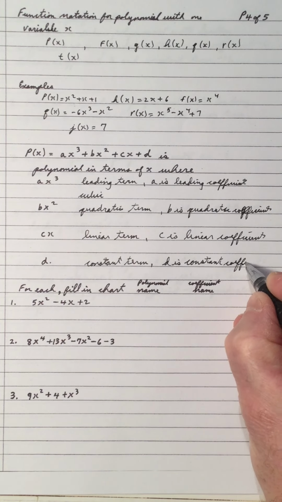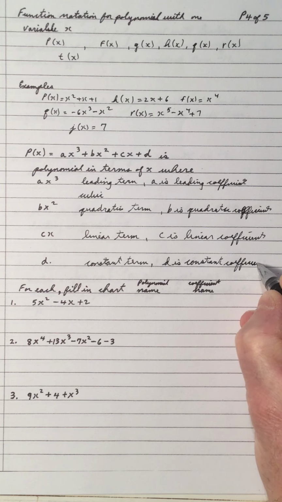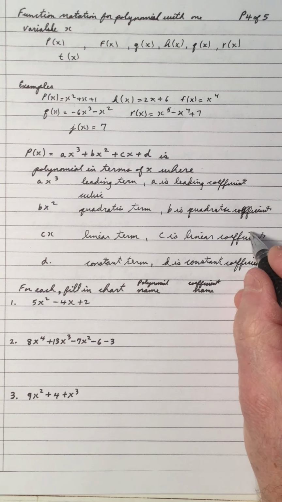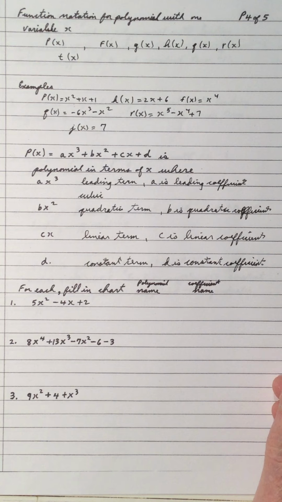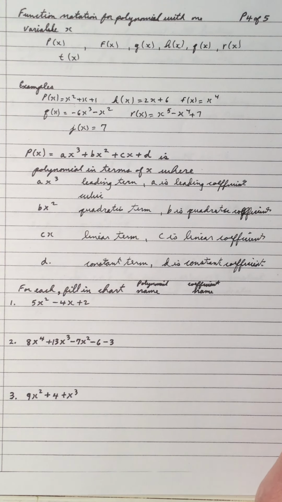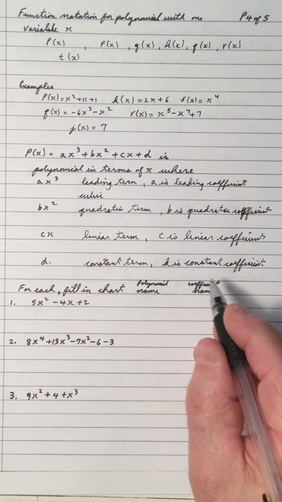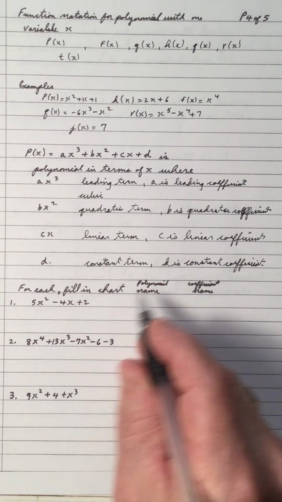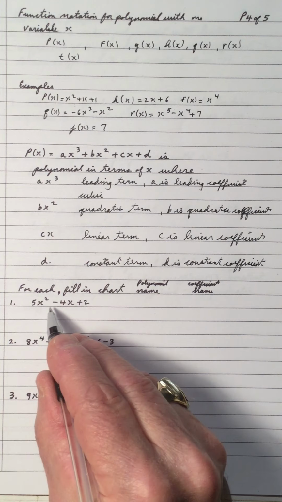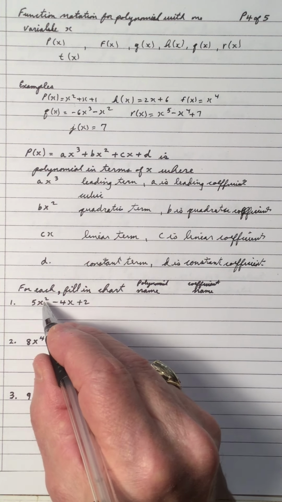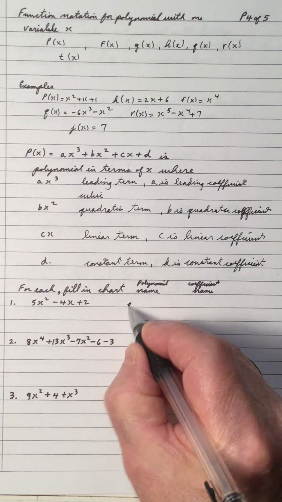So just to make sure on that and explain it, because I'm going to use the terminology coming up later when we do more videos. Just making sure you understand. For each, fill in the chart. Give the polynomial name and the coefficient name. So for this polynomial right here, the degree is 2, so it's a quadratic.